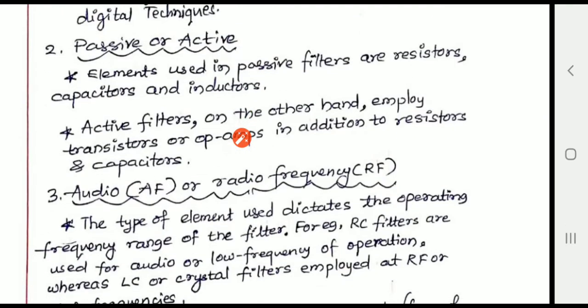In passive filters, we use only the passive components like resistors, capacitors and inductors. Whereas in active filters, in addition to these passive components, we use transistors and op-amp circuits.